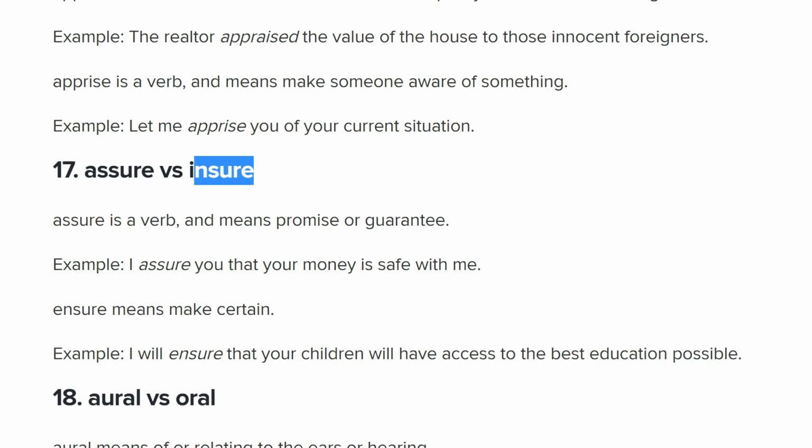And insure with an I is the backup plan in case it doesn't happen, to insure yourself against failure. And we have now covered 3 words. I think they meant to write E here instead of I, but you know all 3 words now. Assure, ensure, and insure. The E one is obviously pronounced in the same way as the I one. But yes, to ensure with an E is the act of making something certain. I will ensure that your children will have access to the best education possible.